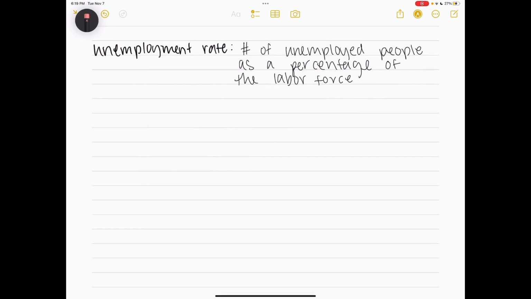Our next term is the unemployment rate, and that can be defined as representing the number of unemployed people as a percentage of the labor force. So that formula looks like number of unemployed divided by the labor force, number in labor force, and then times 100 to give you a percentage.